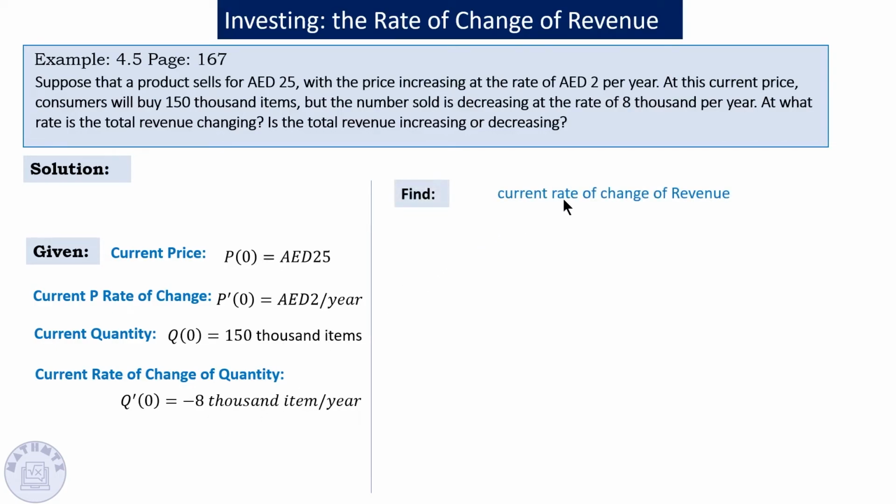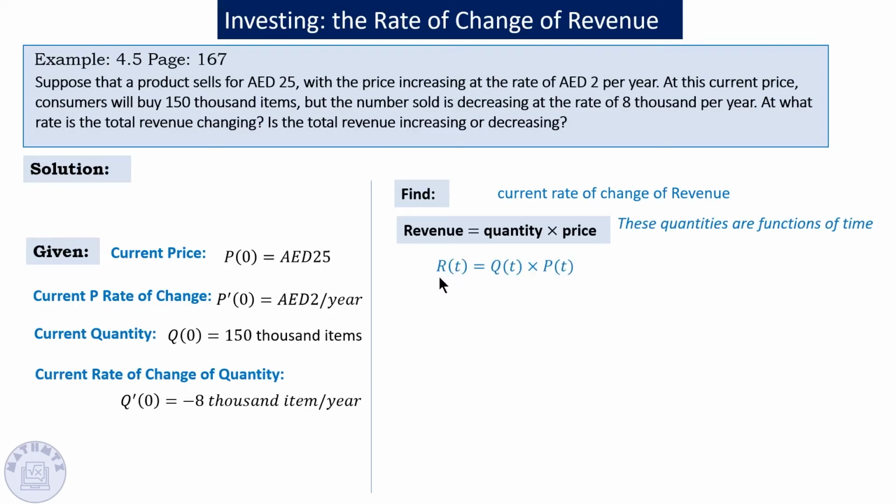Now remember, the question is asking about the current rate of change for the revenue. So the revenue equals the quantity times the price. You can think of each one of these as a function of time, because again, it's changing, right? So the derivative will use the product rule. R prime of t will be q prime of t, the derivative of the first, times the second, plus the first times the derivative of the second. Now all of these are given.